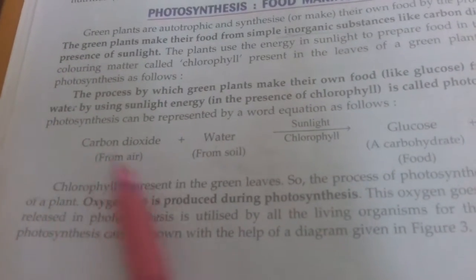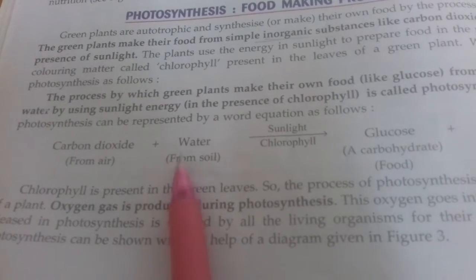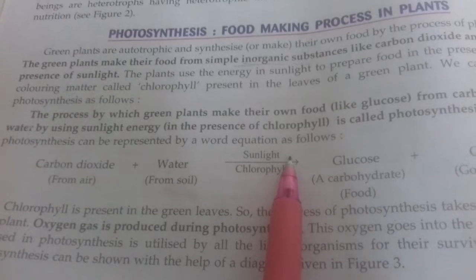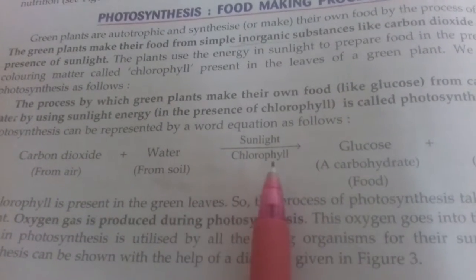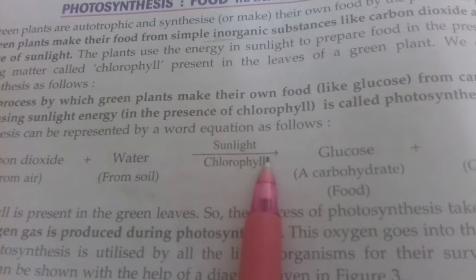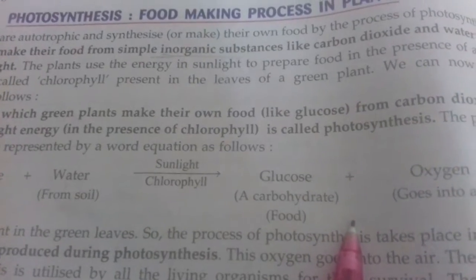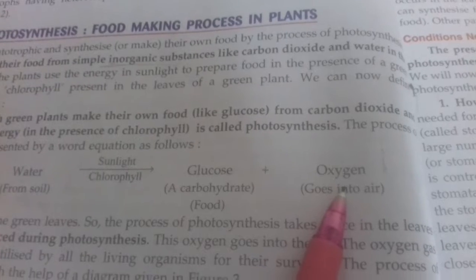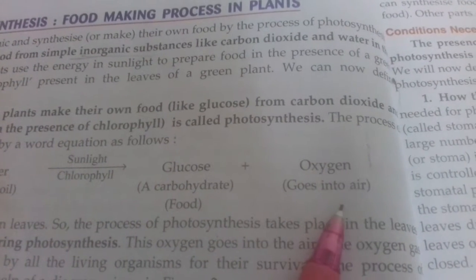Carbon dioxide from air, water from soil, which their roots suck from the soil, and sunlight. Actually they use solar energy, which the chlorophyll present in leaves traps from the sun, and as a result glucose, a carbohydrate, which is the food of the plant, is formed and a gas, oxygen, is released.